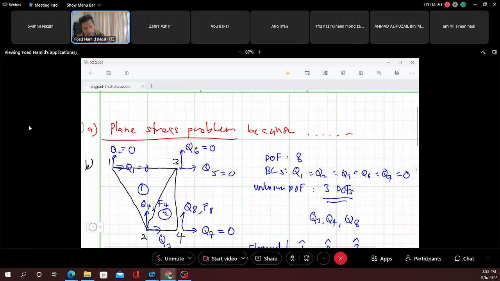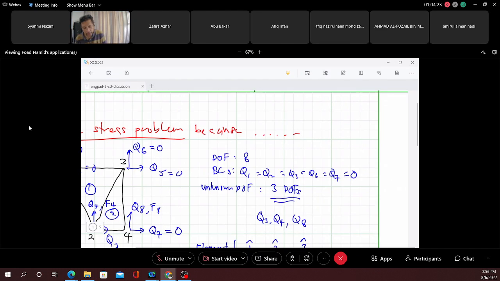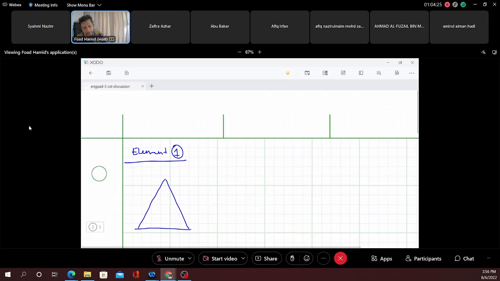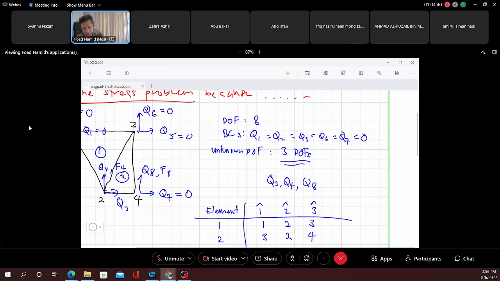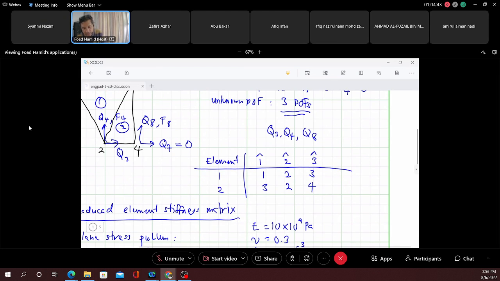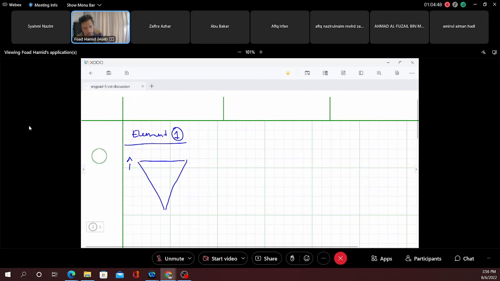So 1, 3, 2. Okay, when you do this CST, there are things that you need to be very careful about. For example, for element number 1, we take note that this is node 1 local because of this element connectivity table. So this is node number 2, and this is node number 3. Note I'm using 1 hat, 2 hat, 3 hat. So this is local.